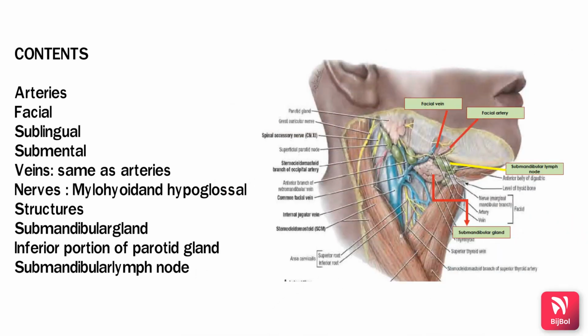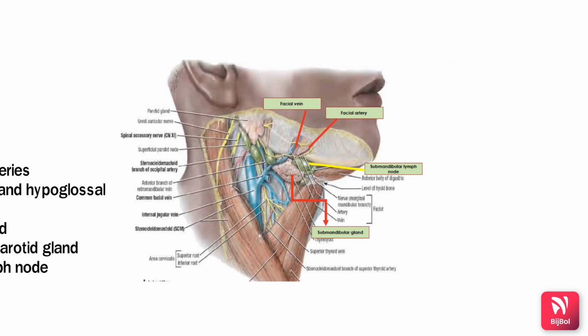That is the facial vein, the facial artery, the submandibular lymph node, and the submandibular gland. So these are the main contents which are seen in the diagram. Remember the contents and the diagram. As the name indicates, submandibular triangle. So the contents you should firstly remember are the submandibular gland and the submandibular lymph node. Okay, these are the main contents.